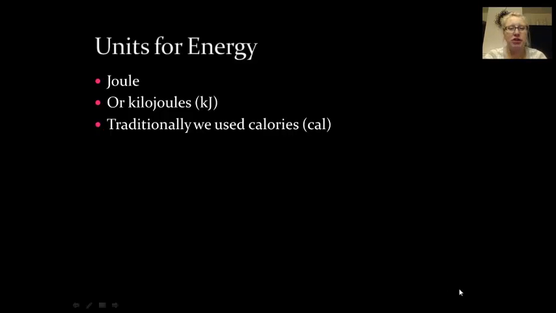The units for energy are joules or kilojoules, and traditionally what you see outside of the chemistry classroom is calories, like the calories on a food package. So 1 calorie is equal to 4.184 joules, and in physics you might actually see a different unit, a kilogram meter squared per second squared, which is equal to 1 joule.